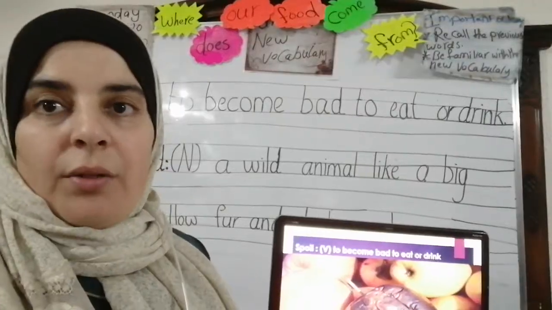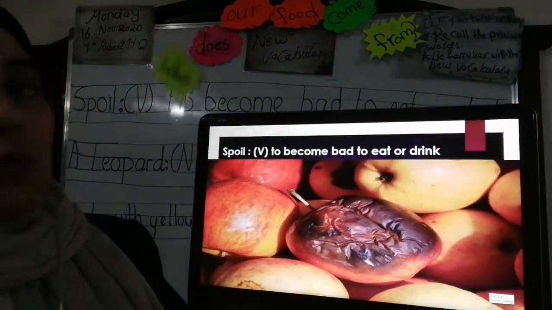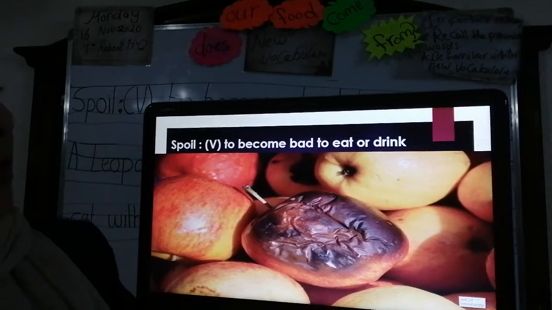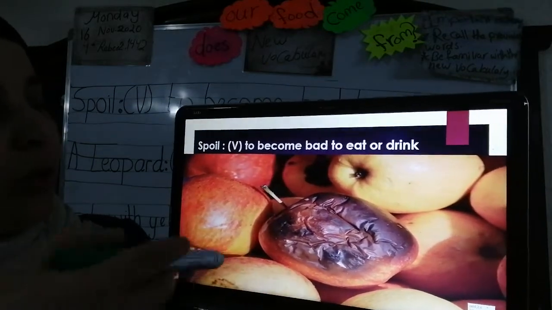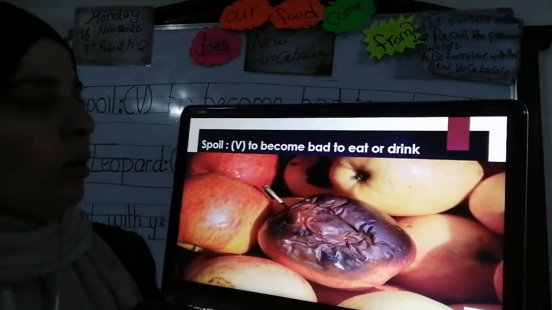Okay? Now, the next word. We are here again. This word is what? This is spoil. It's a verb. To become bad, to eat or drink. Look at this apple. Can you eat it? No, of course not. This one is spoiled, you know?